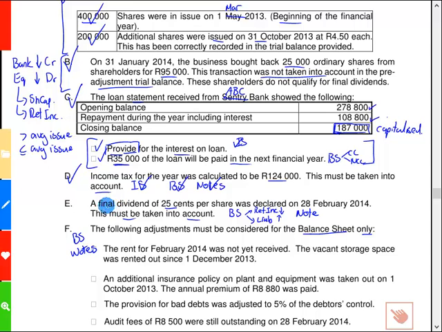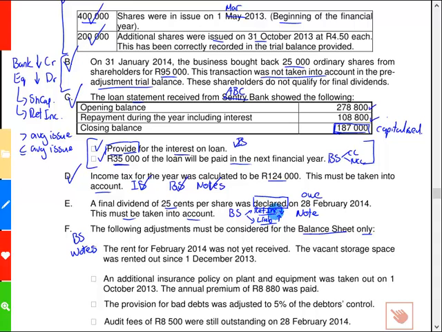Right, then information number E. A final dividend of 25 cents per share was declared. Okay, if it's declared, have we paid it yet? Not necessarily. They don't mention anything about payment, so if we haven't paid it, that means we have an obligation to pay it, so we owe this. So this is going to form part of my liabilities. In the balance sheet, it will form part of my liabilities, and it's also in the balance sheet going to reduce my retained income.